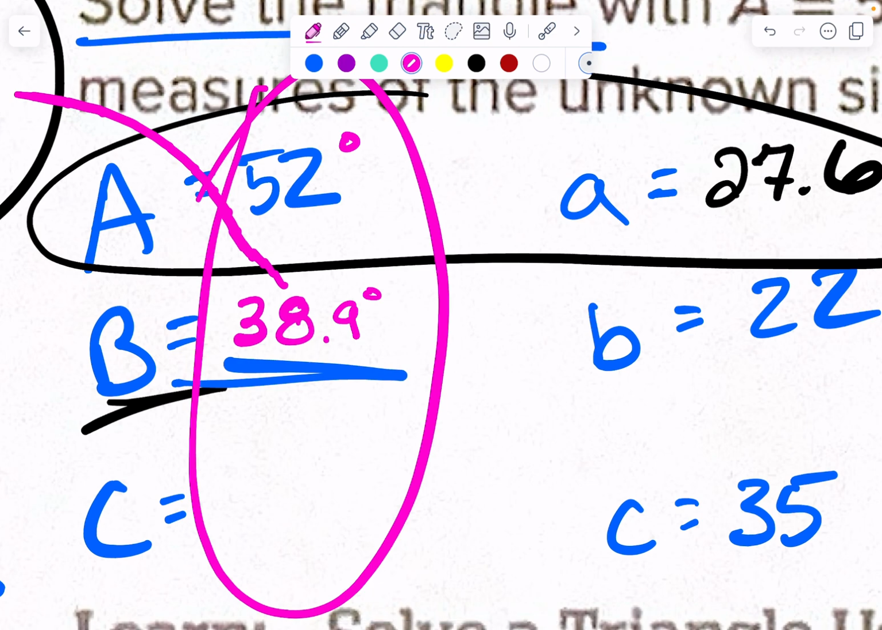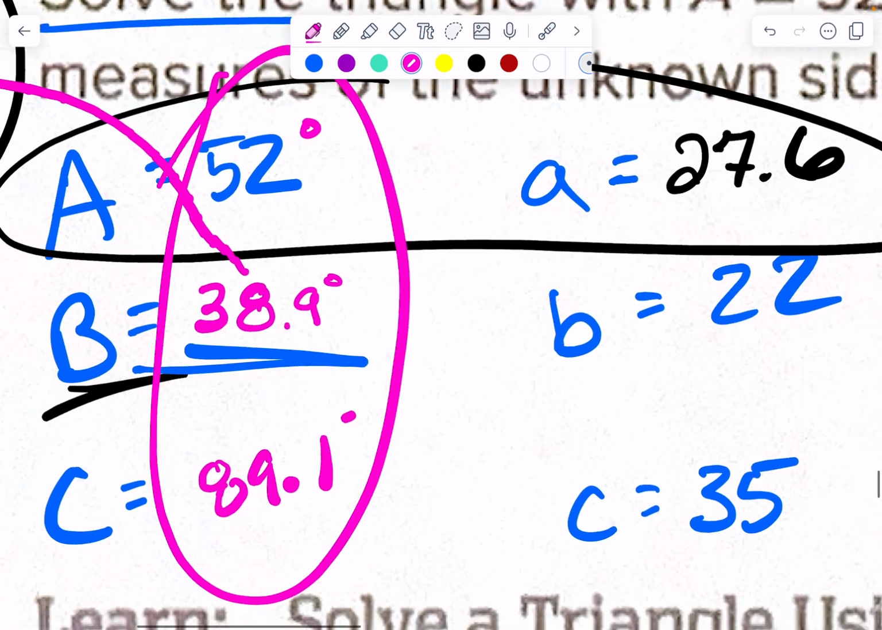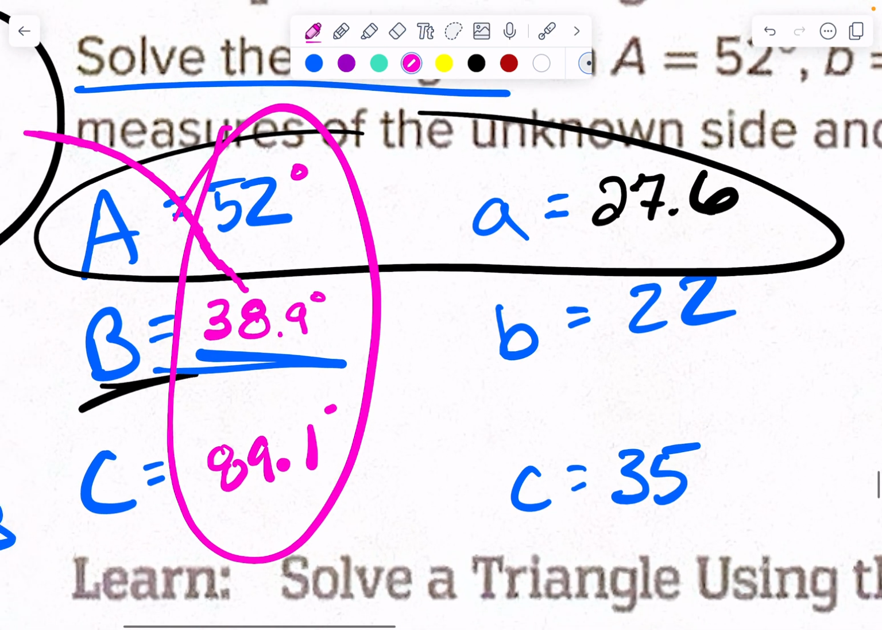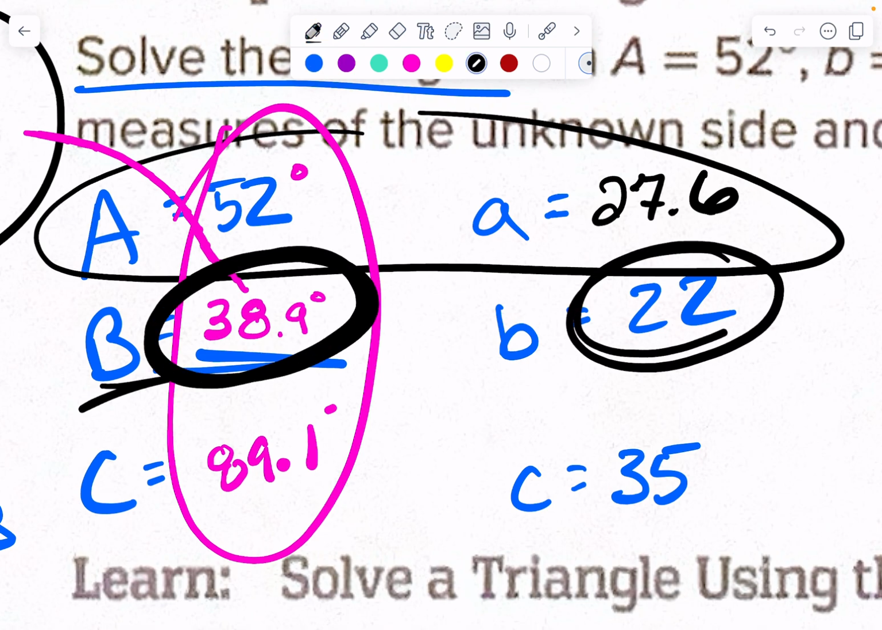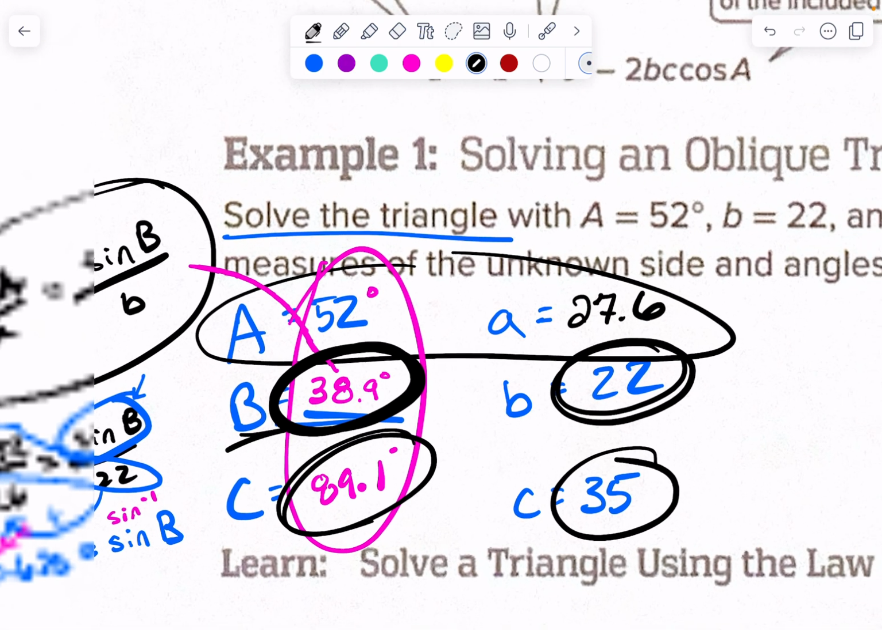So I'm going to add 52, and I'm going to subtract that from 180, and I get like 89.1-ish, okay? Last thing, do me a favor before you move on to the next problem, and check and make sure this guy is my smallest angle. He should be opposite my smallest side. Biggest angle, biggest side. We're good to go, okay?